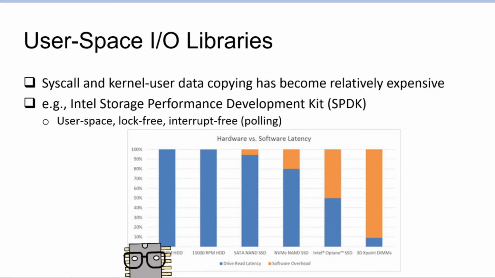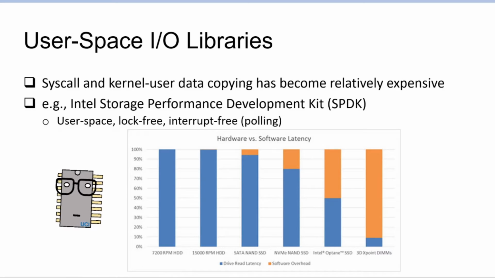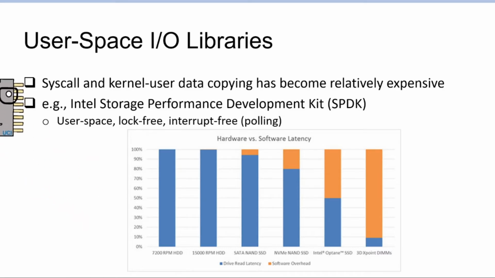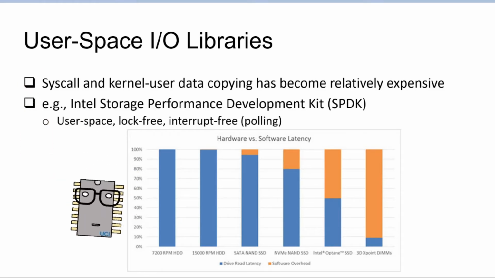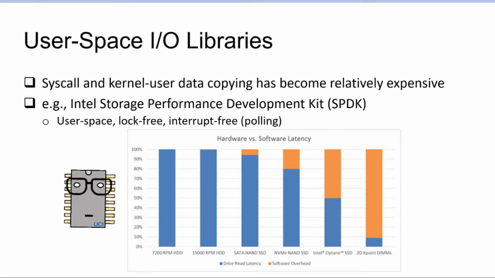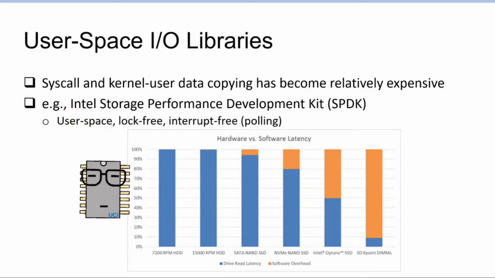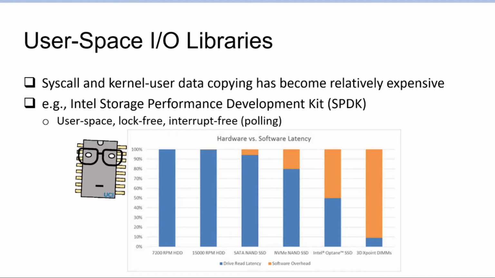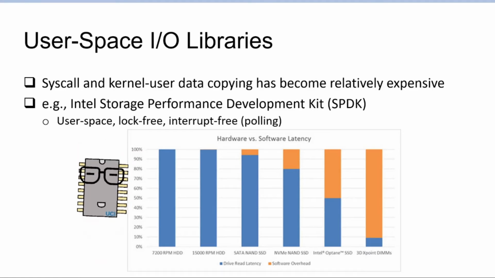There are different approaches as well, for example, user space IO libraries, because even for libAIO and the like, syscalls and this kernel-user data copying become relatively expensive as storage performance becomes faster. If you look at the breakdown of performance across different storage technologies on the right here, the y-axis is the percentage. It's not the absolute performance of these storage devices. It's the percentage breakdown of performance overhead.